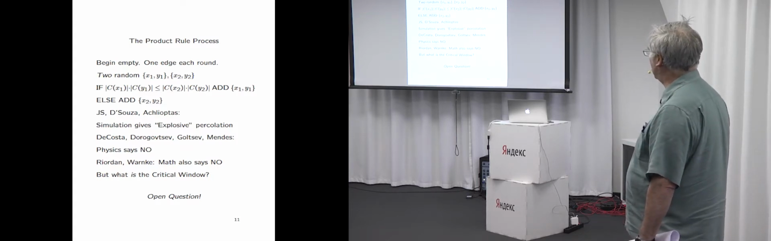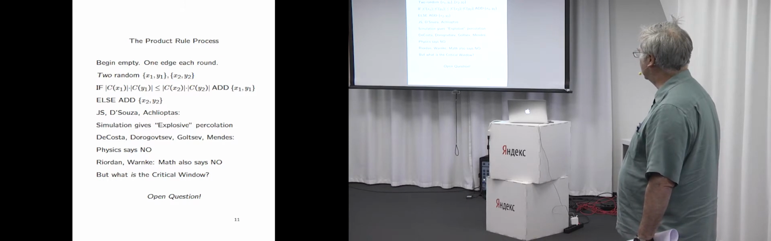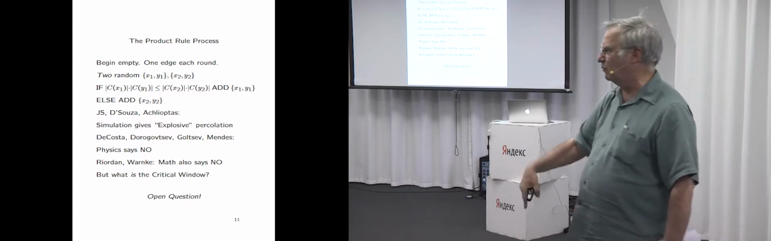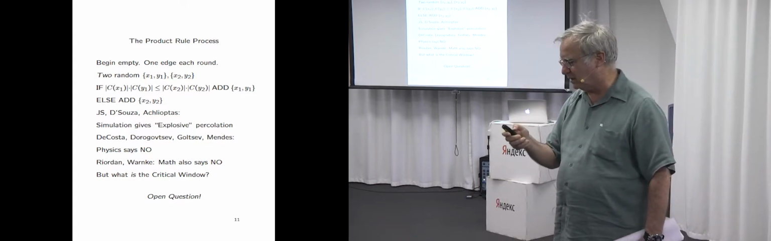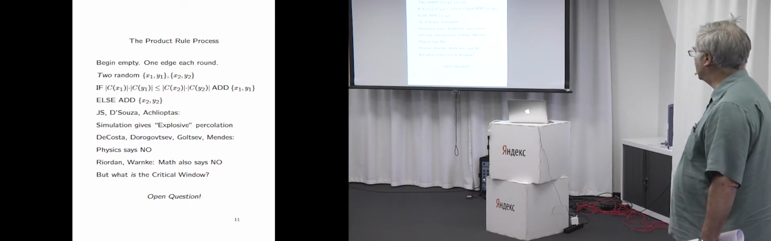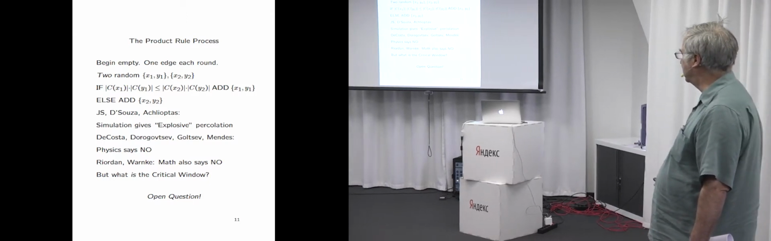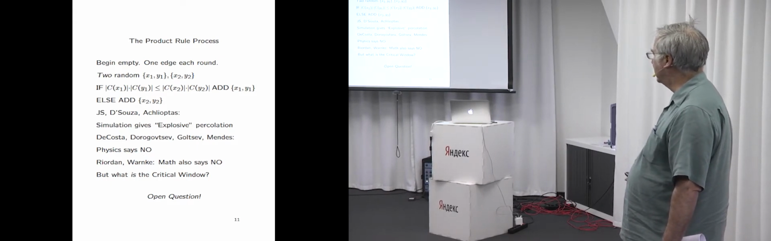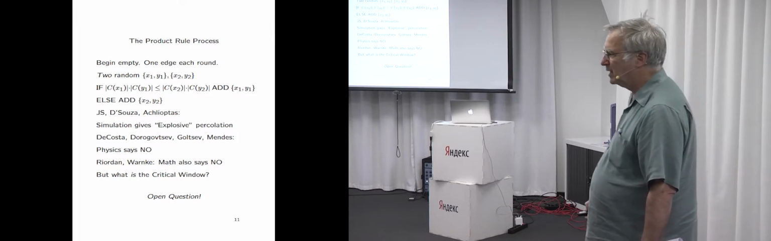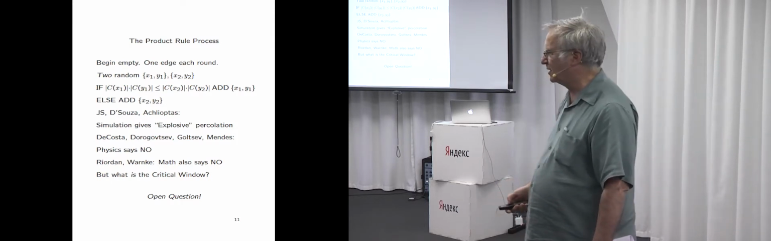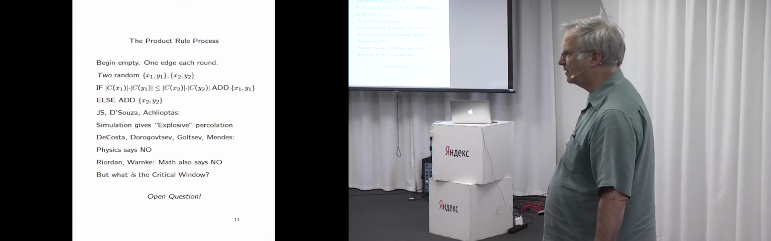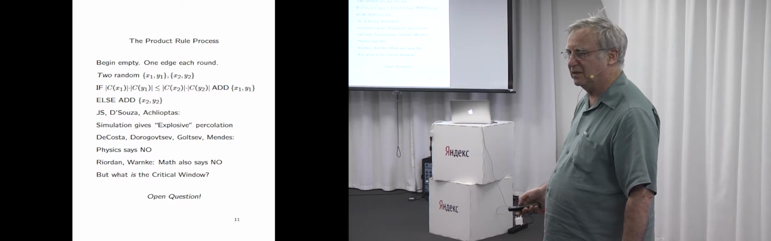So he, with his co-authors, gave a physics argument, saying no. While it looked like it was discontinuous, it really was continuous. And then Oliver Riordan and Lutz Warnke actually showed with a mathematical proof that indeed it was continuous. So our simulation conjecture was definitely wrong, but we really don't know what the critical window does look like, and it remains a fascinating question.